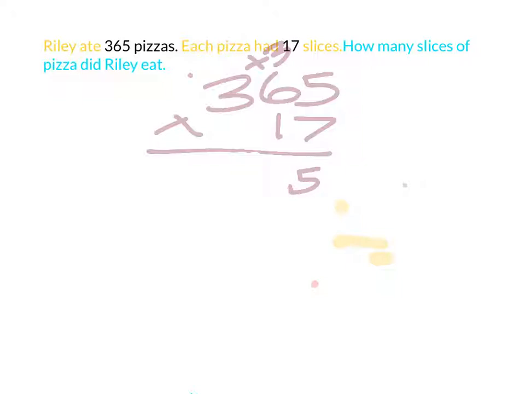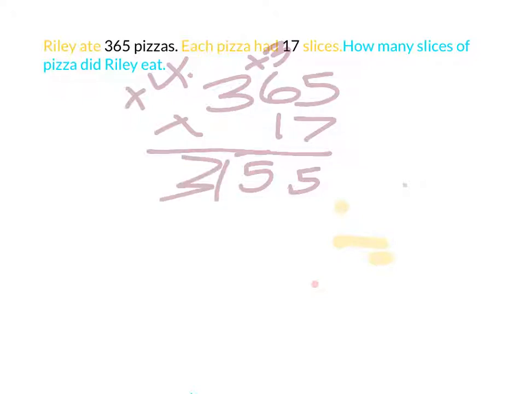So 42 plus 3 is 45. 5 here and add the 4 up here. So 7 times 3 is 27. 27 plus 4 is 31. So this is our answer.